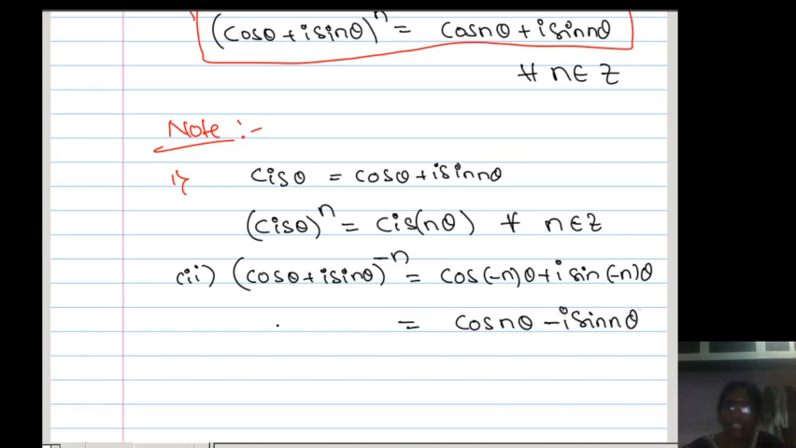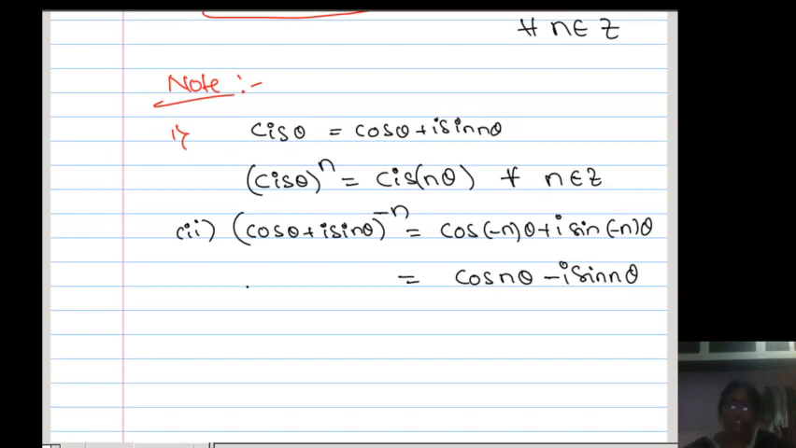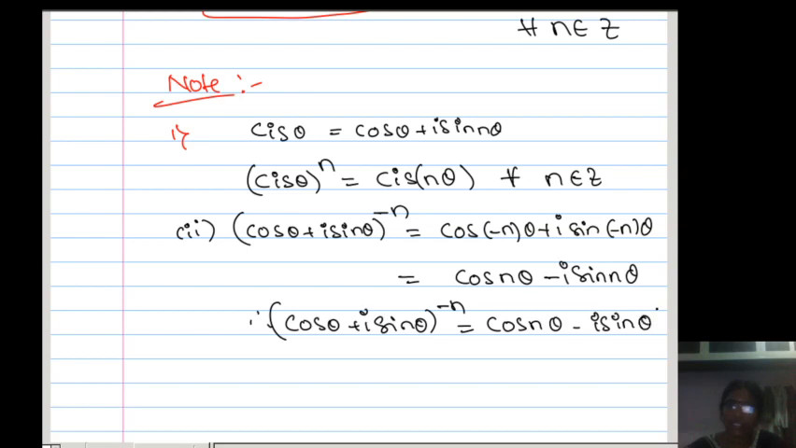So finally, what is my conclusion here? (Cos theta plus i sin theta) whole power minus n is equal to cos n theta minus i sin n theta. You can write it directly. So this is our relation. What did we prove in this second step? (Cos theta plus i sin theta) whole power minus n can be written as cos n theta minus i sin n theta directly. Okay.